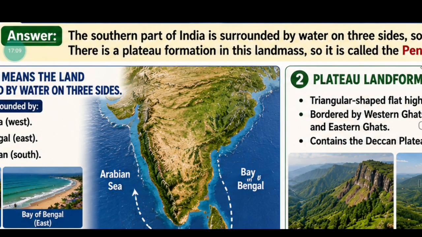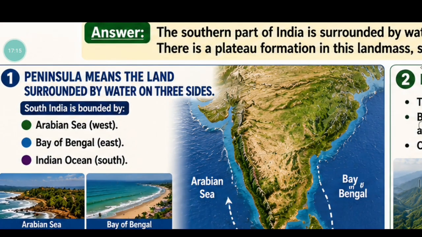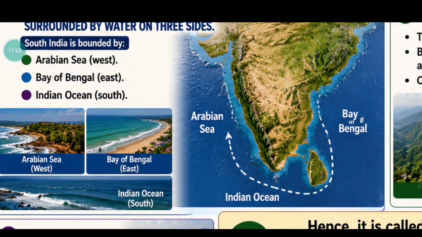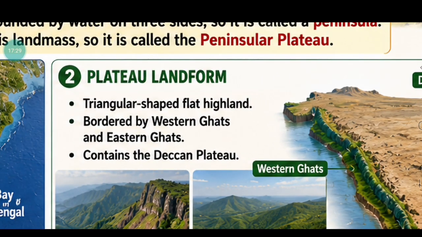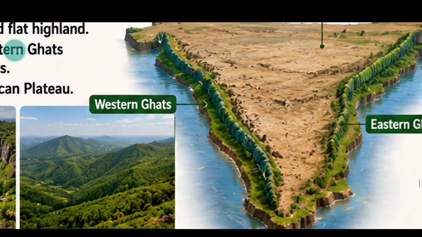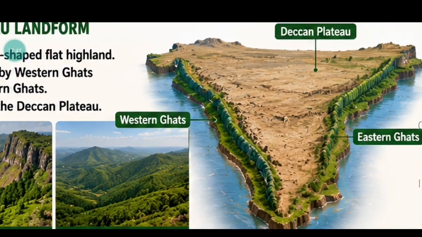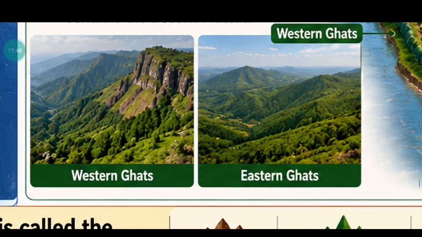So simple, right? In depth, if you want to gain knowledge, see these points. Peninsula means the land surrounded by water on 3 sides, as I told you. So from 3 water bodies it is surrounded: Arabian Sea, Bay of Bengal, and Indian Ocean, right? And plateau formation is a triangular shaped flat highland, bordered by Western Ghats and Eastern Ghats, and contains the Deccan Plateau. You can see here, in the west there is Western Ghat, in the east there is Eastern Ghat, and in the center there is Deccan Plateau.